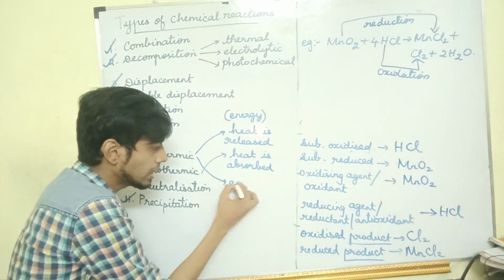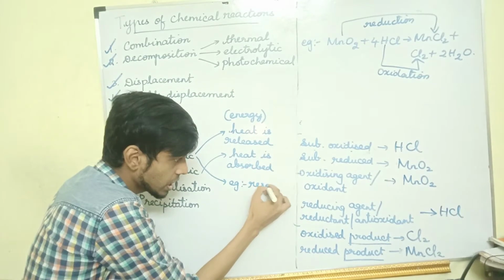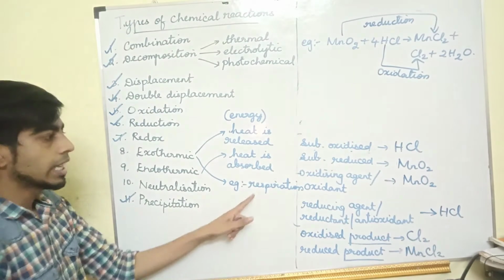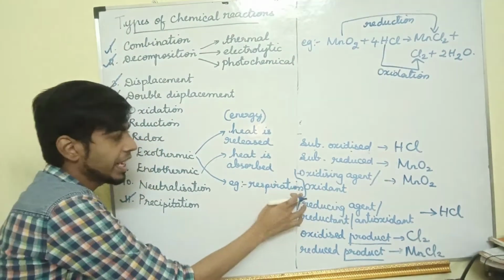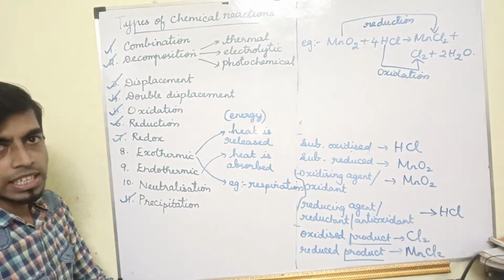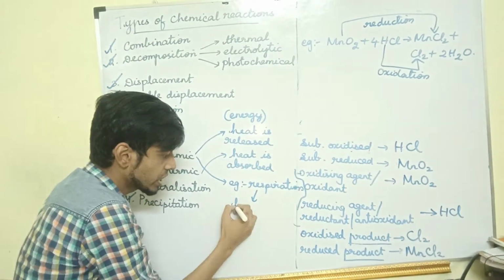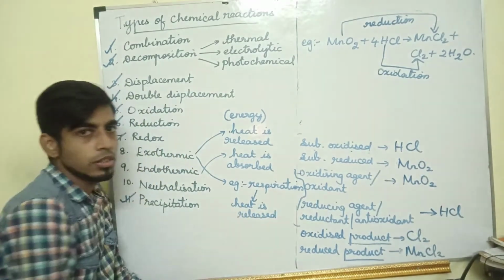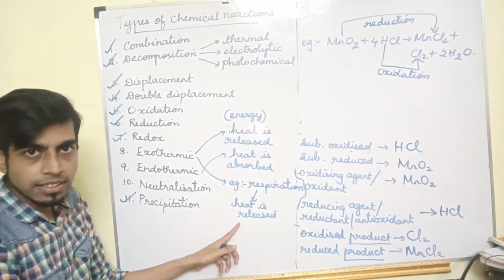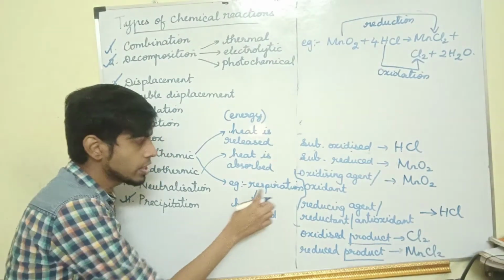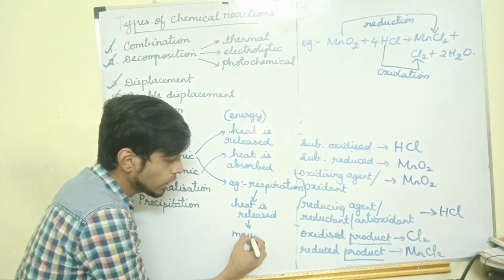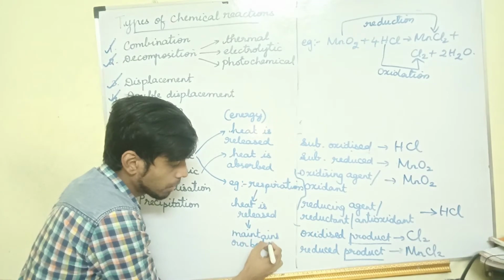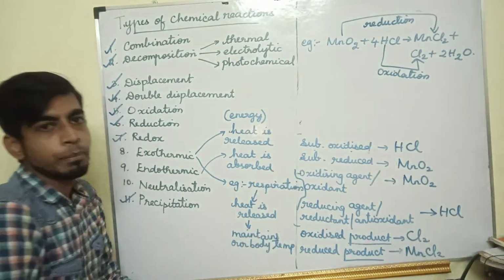For exothermic, the example is respiration. That means what? During respiration, heat is released. For what is this heat used? This heat which is released during respiration, this heat only maintains our body temperature.